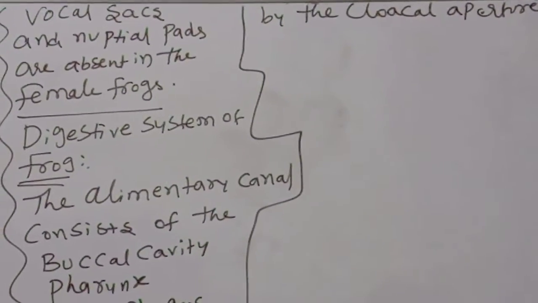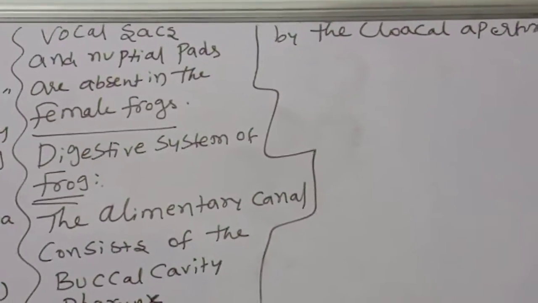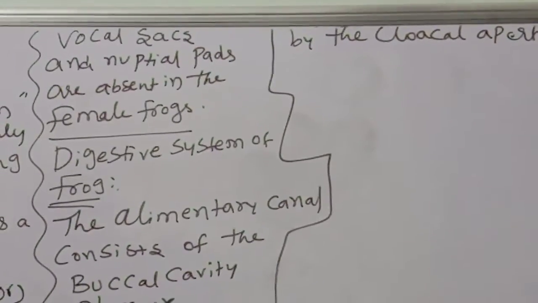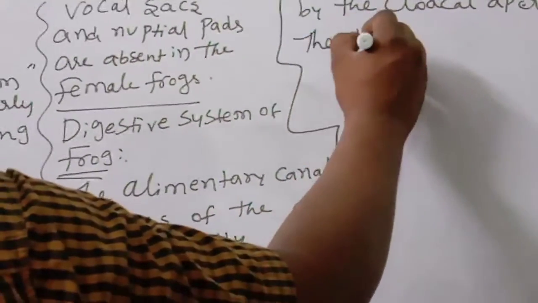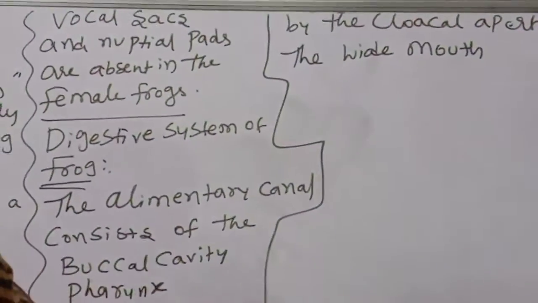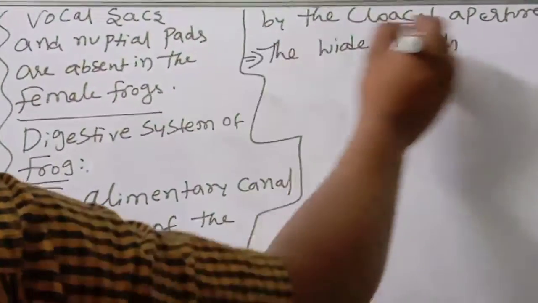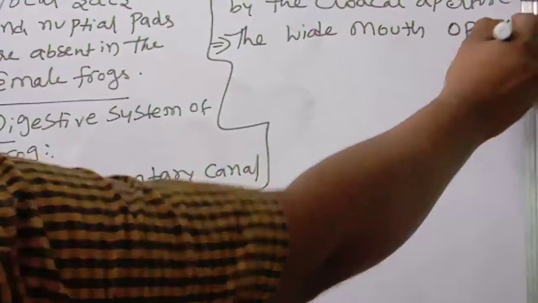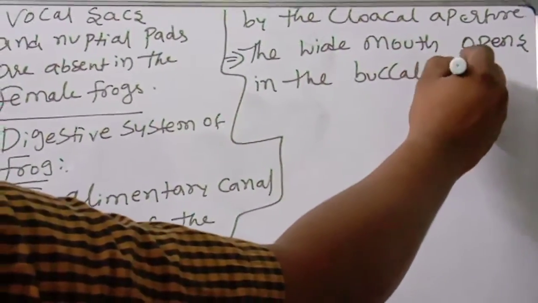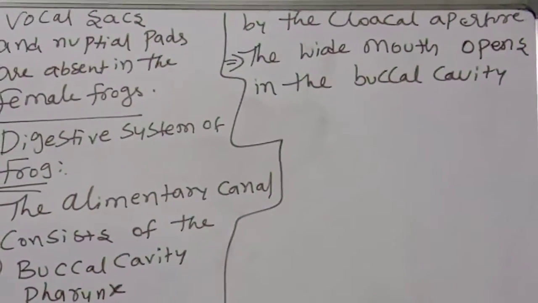Okay children, what we are discussing is the digestive system. Next, another important one is the wide mouth. The wide mouth opens into the buccal cavity.